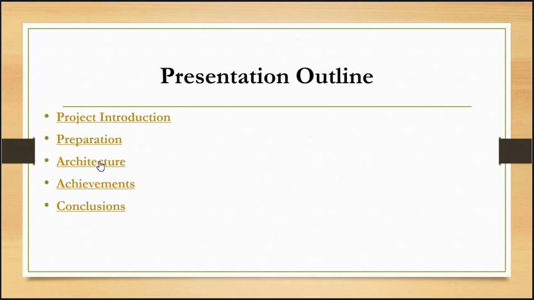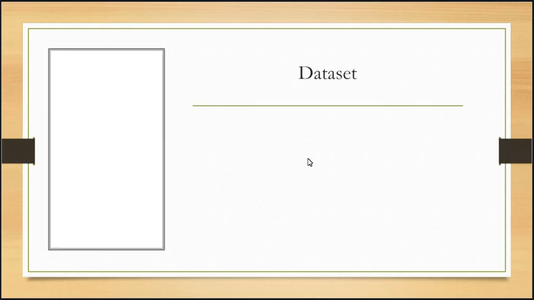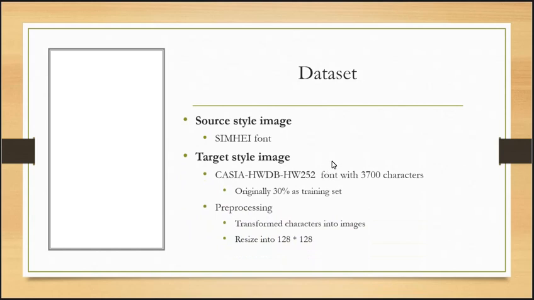Okay, here's our architecture part. For architecture, there are two main parts. The first part is the dataset, and the second one is network architecture. For the dataset, there are two font styles: the same font as our source style image, and HW252 as our target style. The target style has approximately 3,700 characters, and we originally use 30% of them as training, according to a reference, and the rest as test. What we need to do to pre-process the data is transform characters into images and resize them into 128 by 128 pixel images.